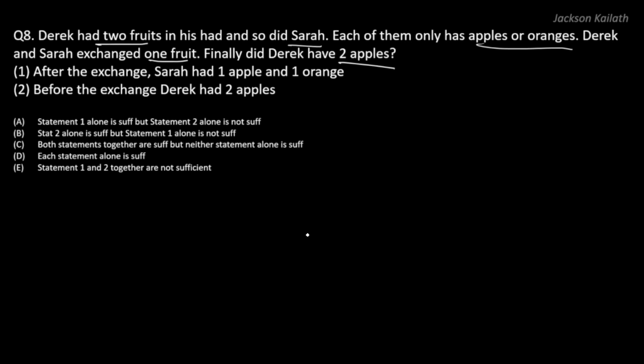So that's the question. Now we are given two statements. Statement 1 says, after the exchange, Sarah had one apple and one orange. And statement 2 says, before the exchange, Derek had two apples. Alright, so pause the video, give it a try, and then let's solve this question together.